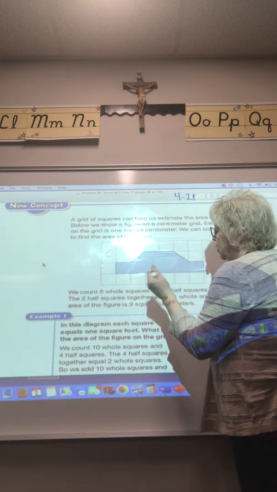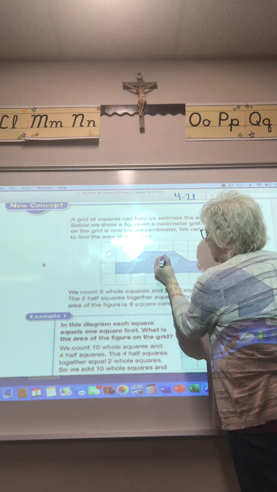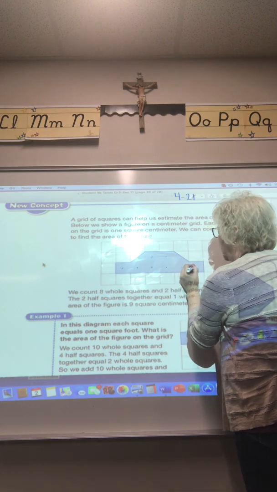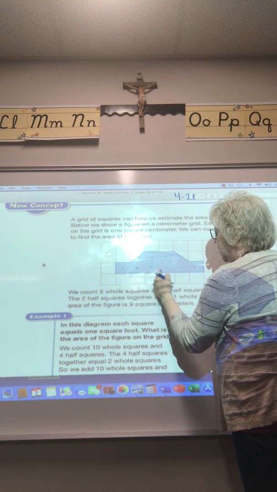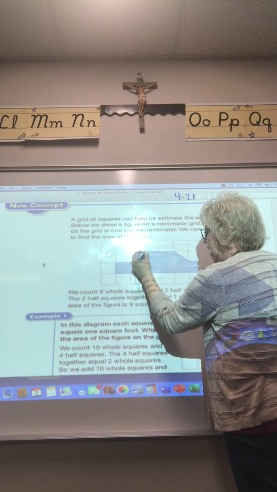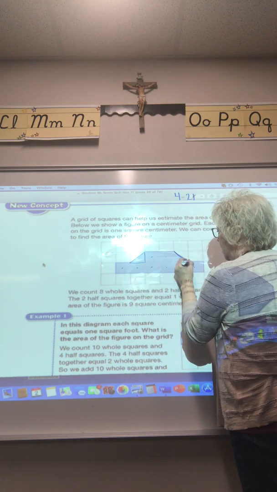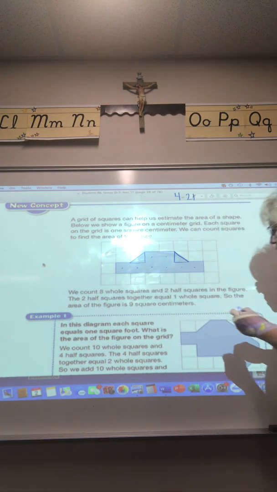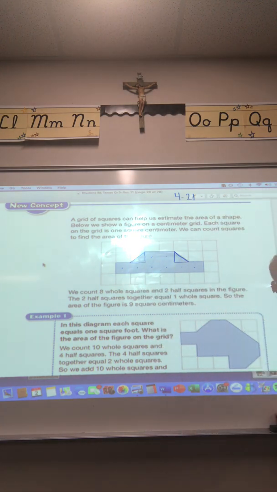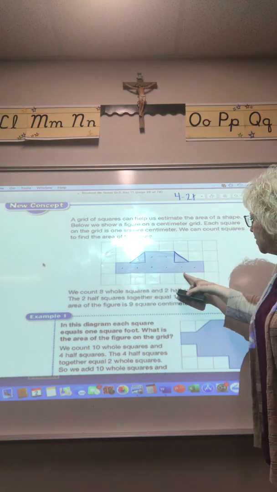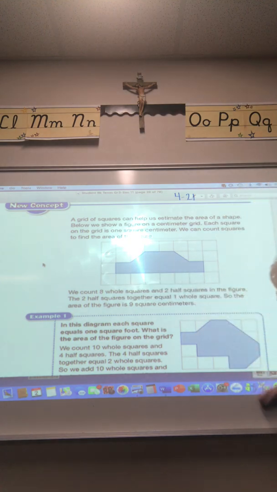So if you look in your book, and I'm going to mark up here, I'm going to make a dot in each one that is a full square. So we have 1, 2, 3, 4, 5, 6, 7, 8 full squares. And here we have a half of a square. And here we have a half of a square. So if we put these two halves together, we would have one whole. So we would end up with 9 square centimeters when we add our whole squares plus our half squares.